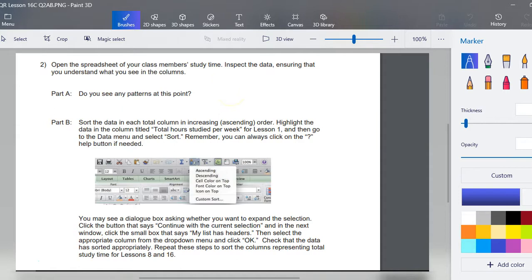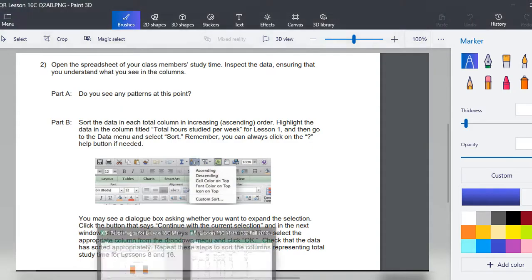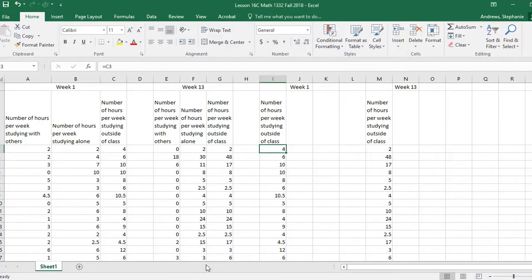So looking at question 2, it says to open the spreadsheet of your class members' study time, inspect the data, and ensure that you understand what you see in the columns. What I have collected is from our 2 online classes and from my Monday, Wednesday, Friday class today, and I've put the data in a spreadsheet. And so this is what I have.